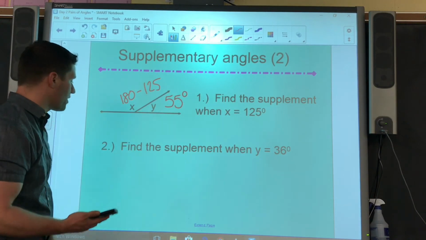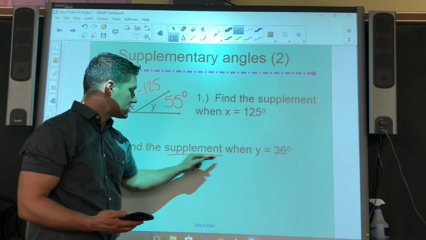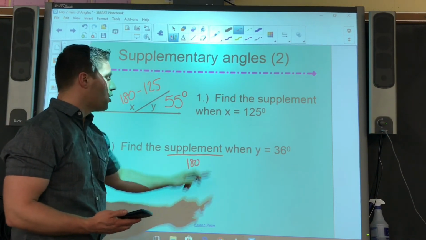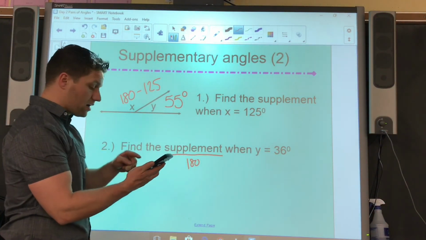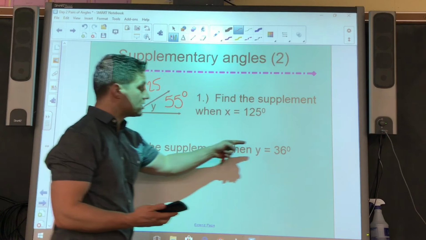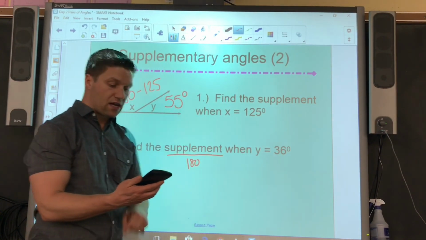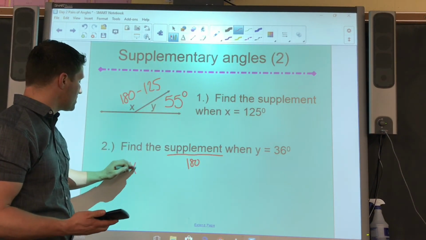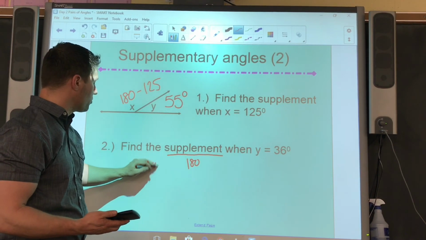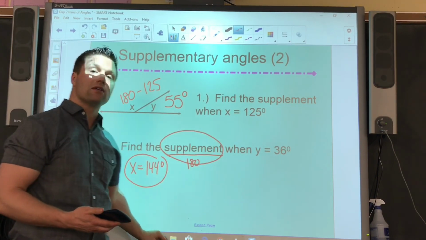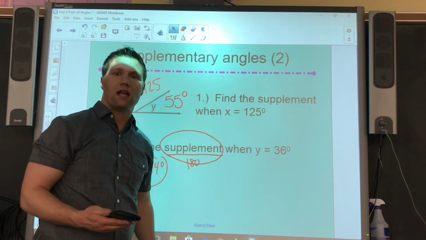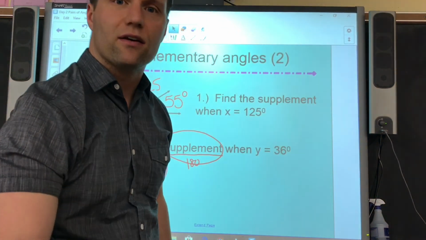Let's do the last one here together. Find the supplement, that means out of 180, when y is equal to 36. Well, I'm going to do the opposite this time. I'm going to take 180, I'm going to subtract the 36, and I get a total of x must equal 144 degrees. Because it mentions supplement, I knew that meant supplementary, and I could make it out of 180, okay?